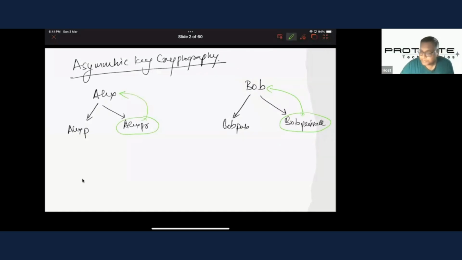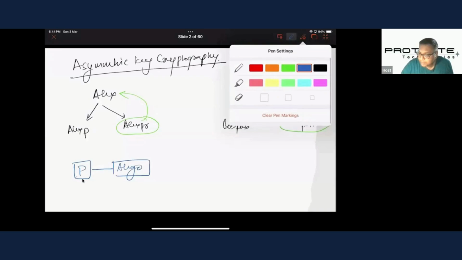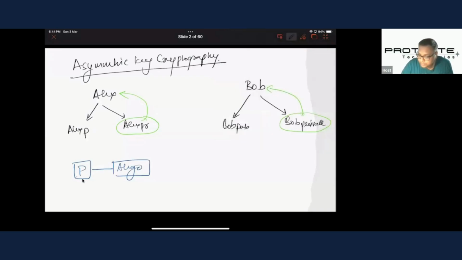How does the encryption happen? If Alex wants to send a message to Bob, Alex takes the plain text, puts it into the algorithm, and applies the receiver's public key, since he wants to encrypt it, because Bob's public key is public. Everybody makes their public key public. So this is the public key.